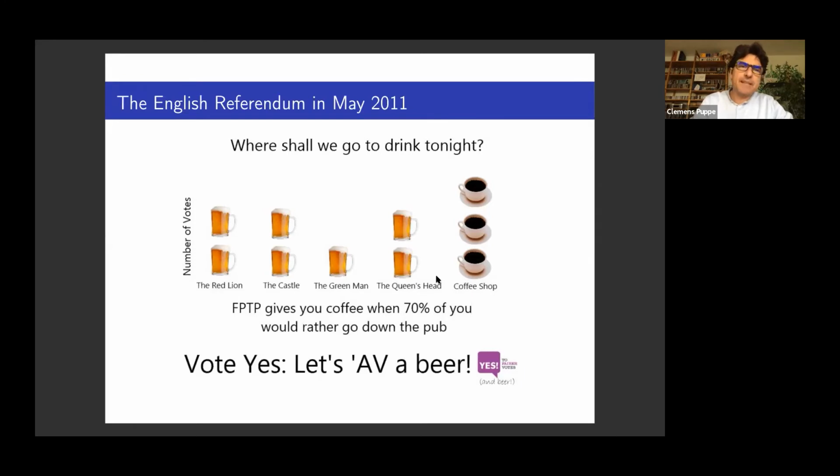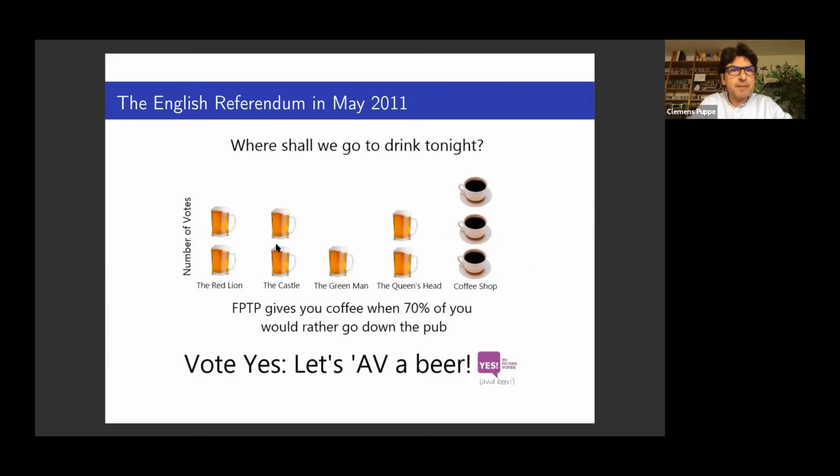The problem is the beer drinkers cannot coordinate which pub to go to. 20% want to go to the Queen's Head, 10% to the Green Man, 20% to the Castle, 20% to the Red Lion. These are all, of course, pubs, right? Whereas these 30% want to go to the coffee shop. Now, if everyone votes for the most preferred alternative, then plurality gives you coffee, okay? Although 70% of the population would have preferred to go to the pub. And that's a problem of plurality voting.